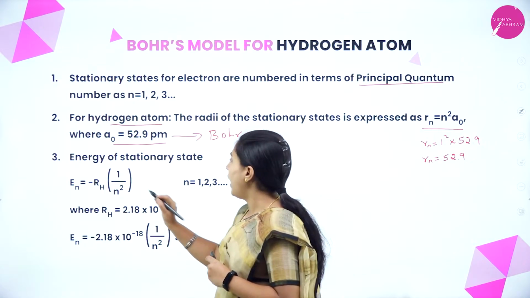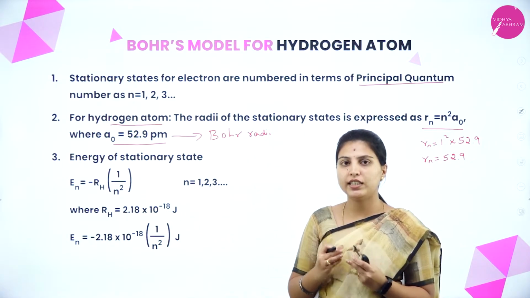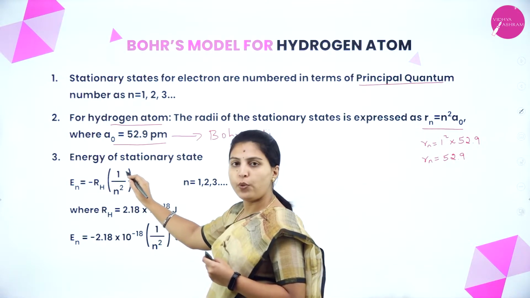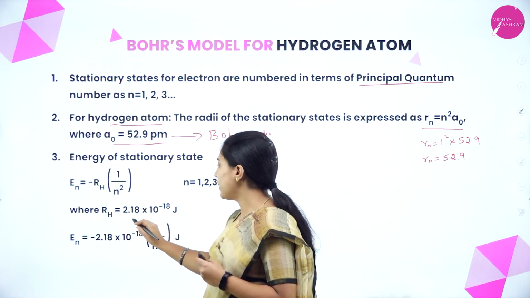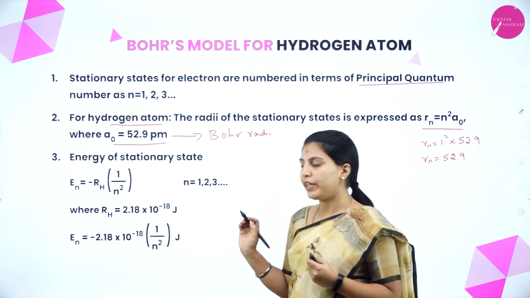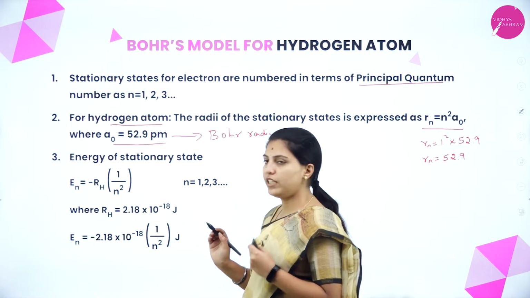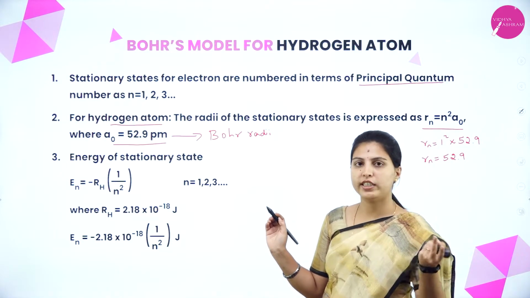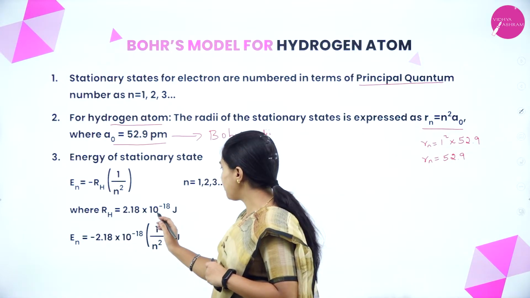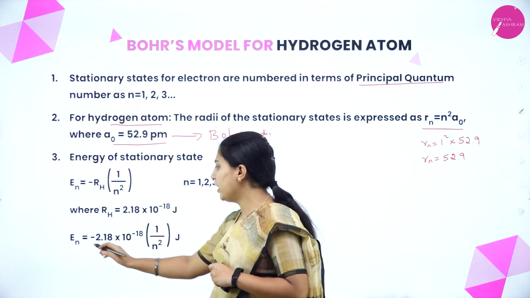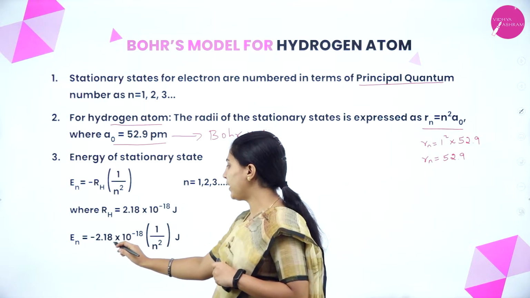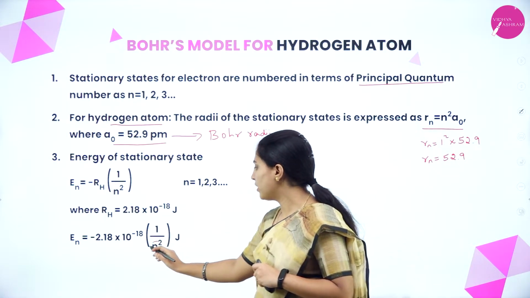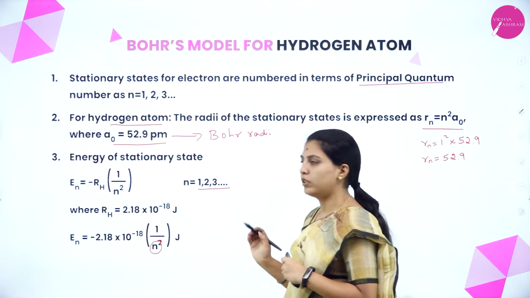Next, energy of the stationary state. We are seeing the energy of stationary states, that is En equals minus RH into 1 by n square. What is RH? That is the Rydberg constant, 2.18 into 10 to the power of minus 18 joules. What is n? The number of the orbit, first, second or third, and it may continue. So, we substitute this Rydberg constant into that equation: En equals minus 2.18 into 10 to the power of minus 18 into 1 by n square. We can substitute n as 1, 2, 3, anything.